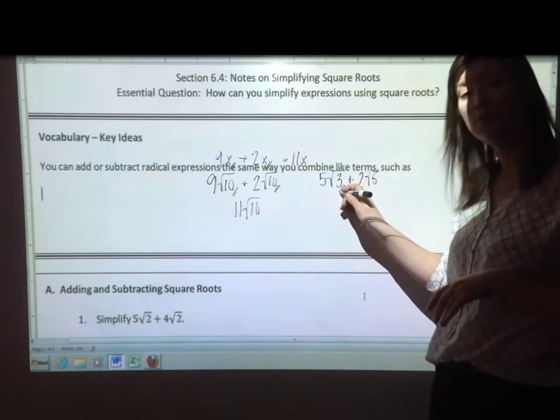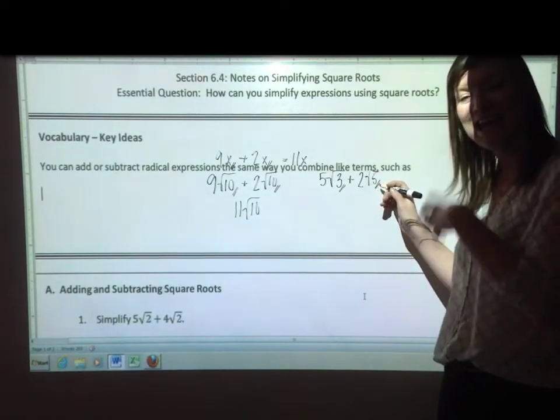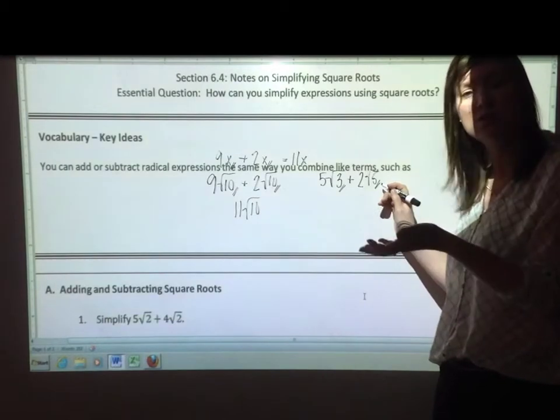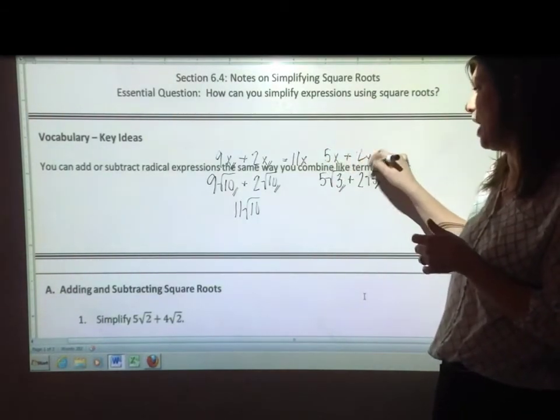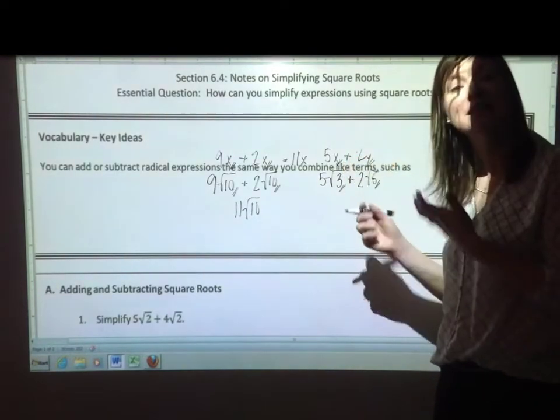So we have a radical 3 part and we have a radical 5 part. Can I combine radical 3's with radical 5's? And the answer is no. Just like you wouldn't be able to if this was 5x plus 2y. We can't combine those things because their parts are not like.